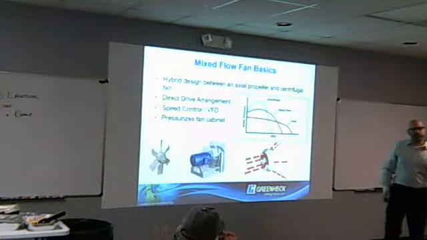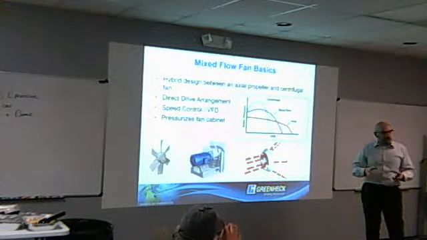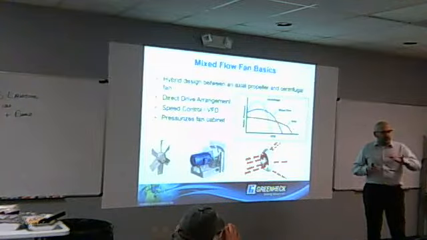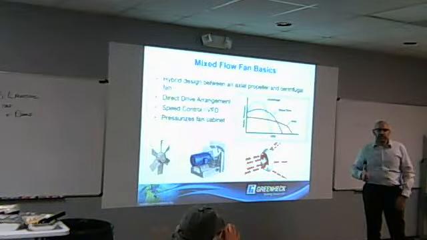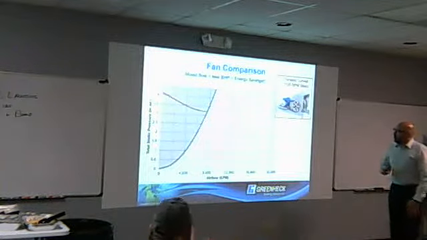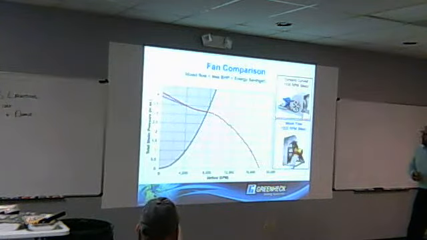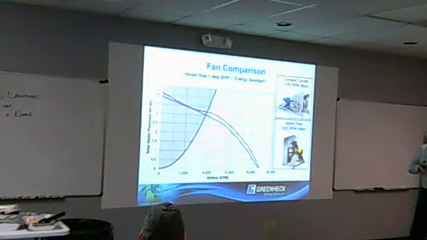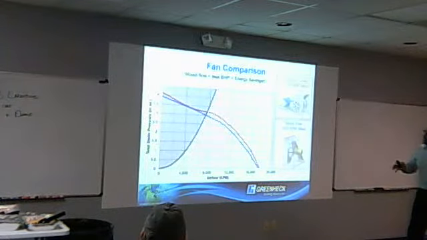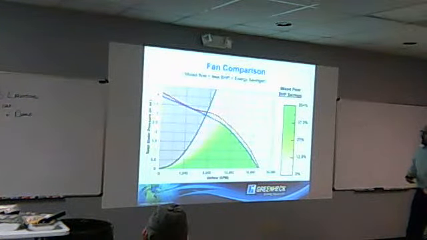And it sounds different too. An axial will be a little more whiny, a centrifugal a little more rumbly, and a mixed flow is right in the middle, so it's a little easier on the ear. This is going to go through a comparison of a forward curve at 1100 RPM and a mixed flow at 1222. We're going to show the difference in brake horsepower and how much is gained by going to the mixed flow. Any time we have less brake horsepower, we have energy savings.